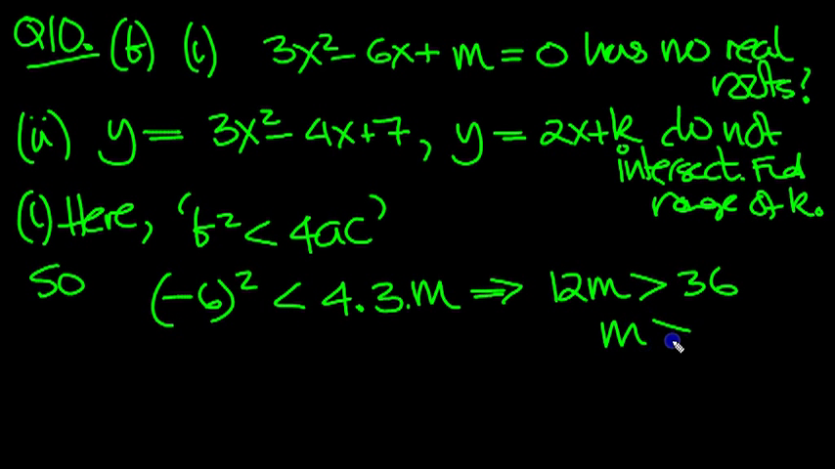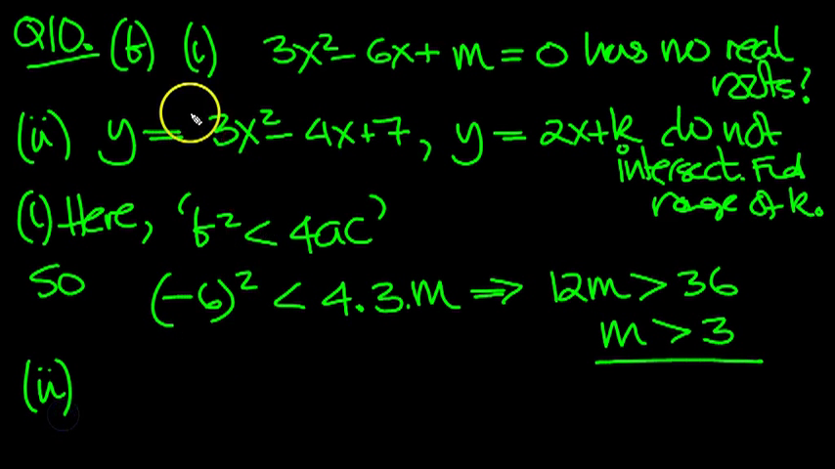So m will be greater than, move the 12 from times to divide, or divide by 12 both sides. 36 over 12 is 3. M is greater than 3 is the first one then. Part 2. Let's have a look at the next one.